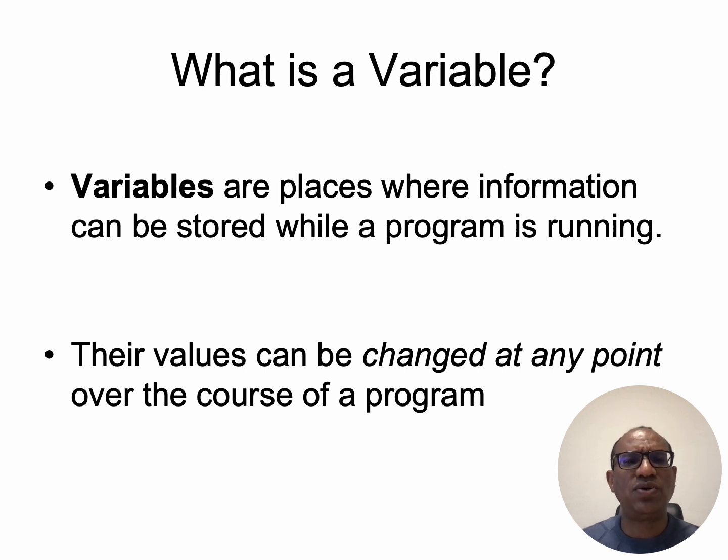A variable is a storage location for information that a program needs while running. Think of it as a container that holds data, which can be changed as needed during program execution. For example, if we are writing a program to track student scores, we need a variable to store the highest score achieved. This value might change as new scores are recorded.